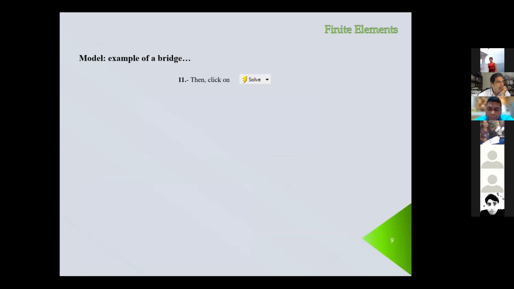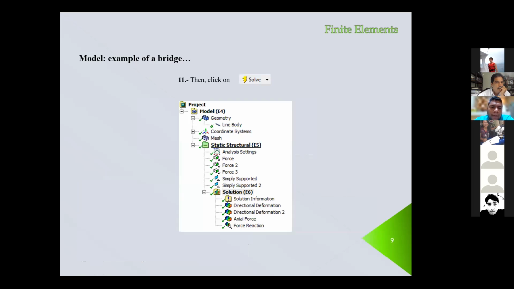Finally, you have to click on solve, and this is the final setup that you want to have. Okay, this is the boundary conditions and loads, and then the parameters of the solution that you want. So this is the processing part.